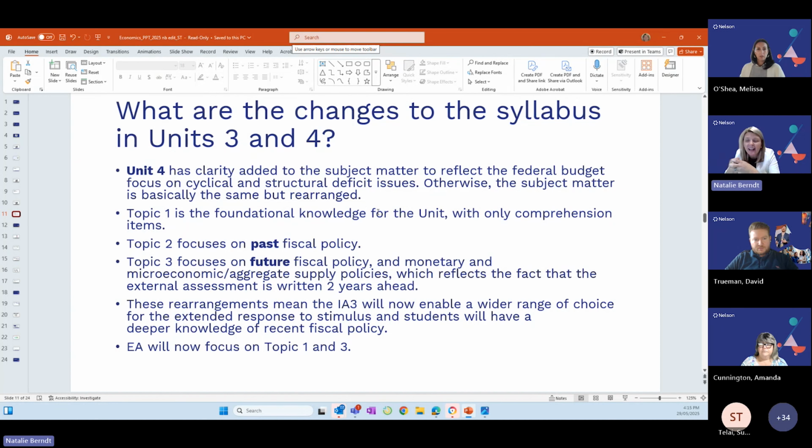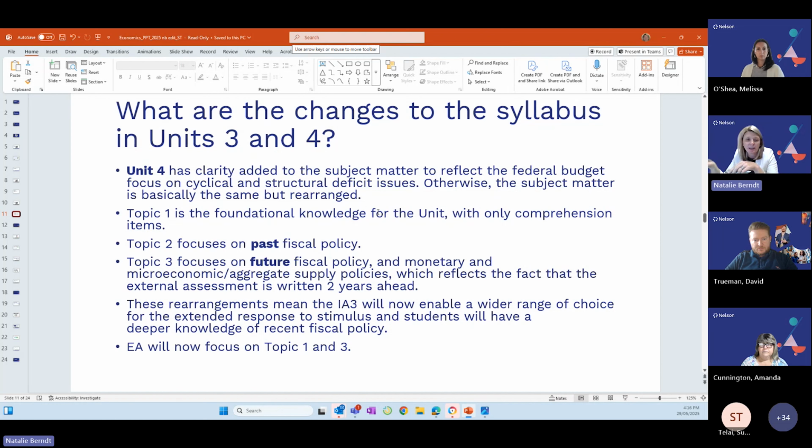So topic 1 is now the theory. So our HSC teachers, you'll love that one. Topic 1, that's what you would have been teaching in New South Wales. Topic 2 focuses on past policy, and again, that's a little bit HSC focused as well. But topic 3 is the clanger. It's the future fiscal policy and monetary policy and that microeconomic reform.